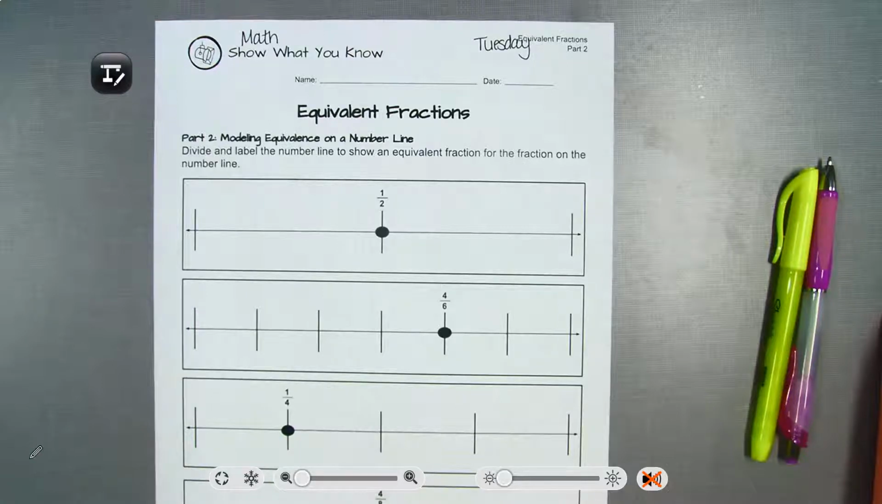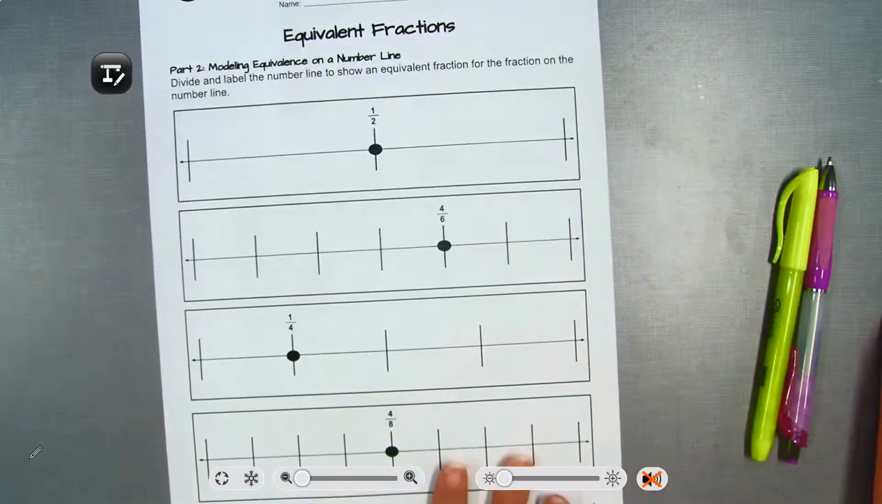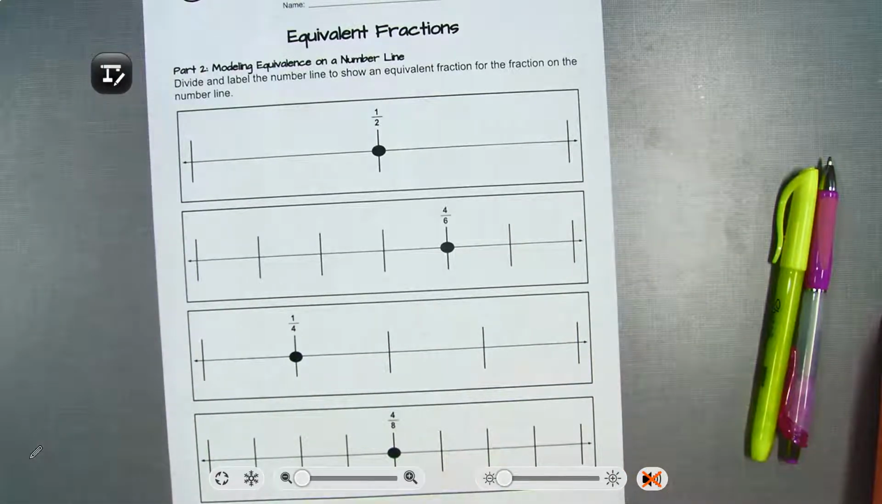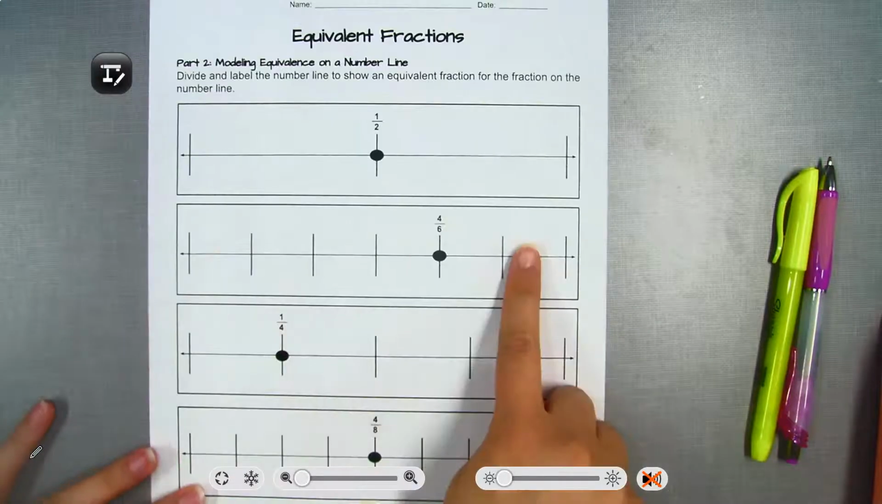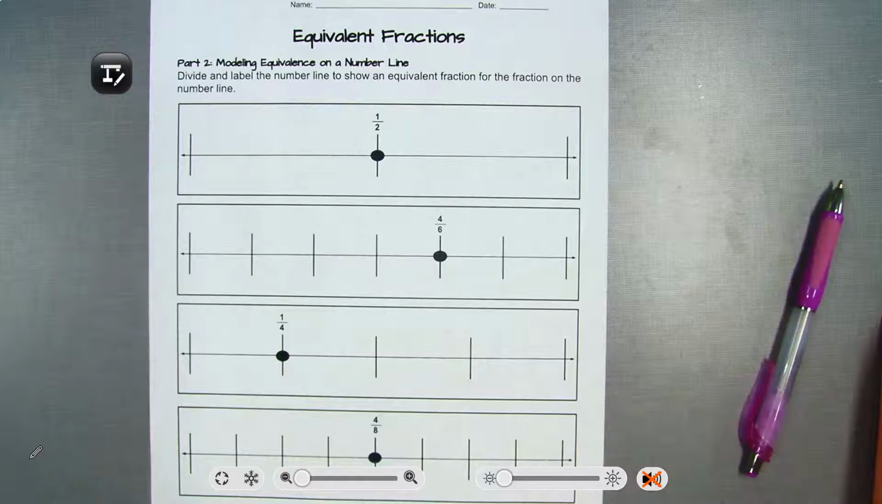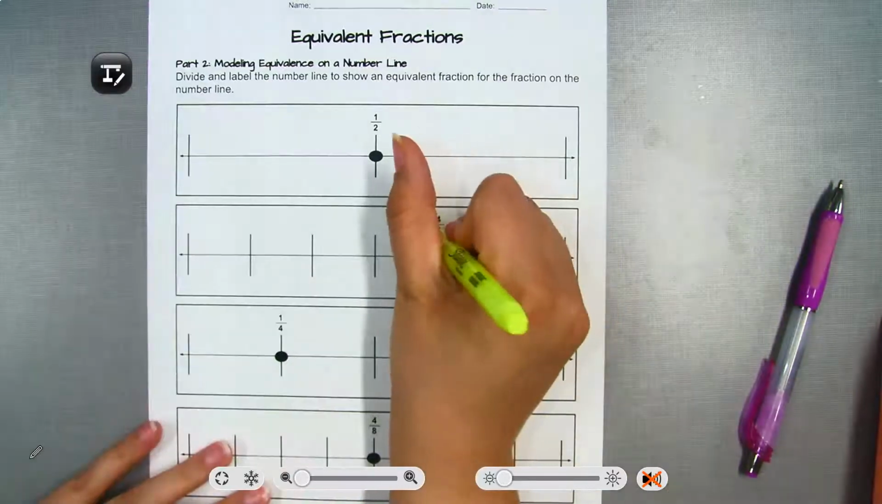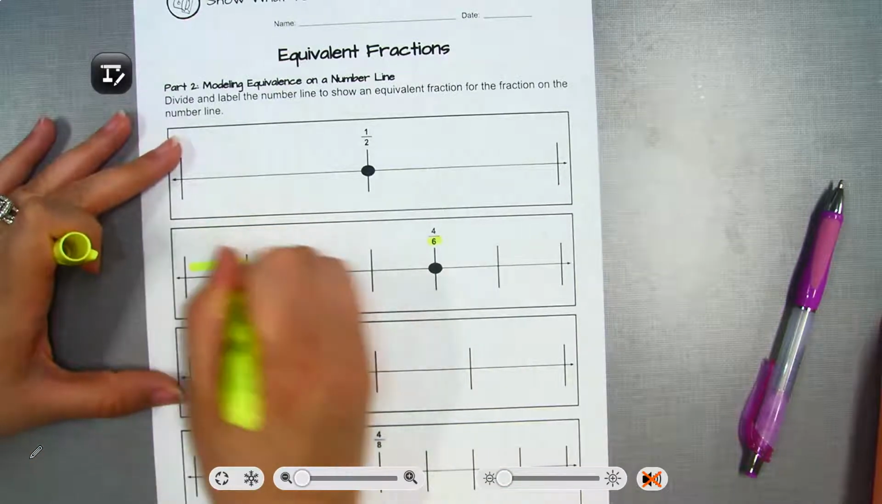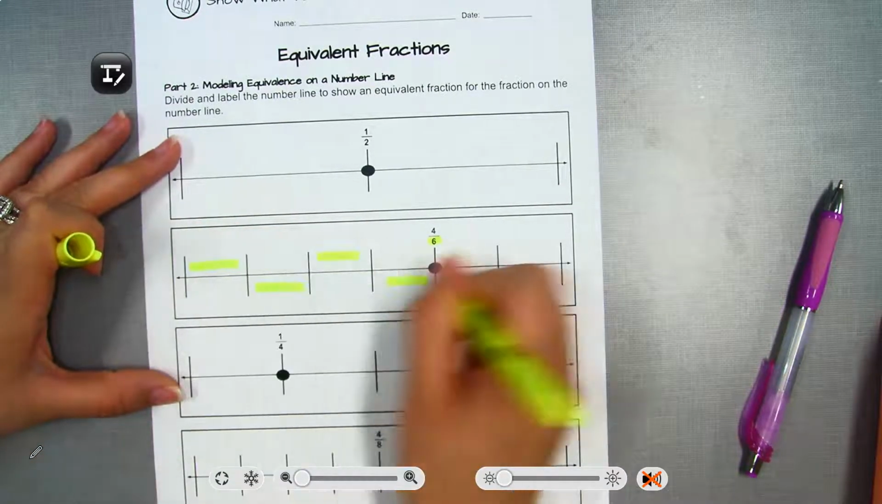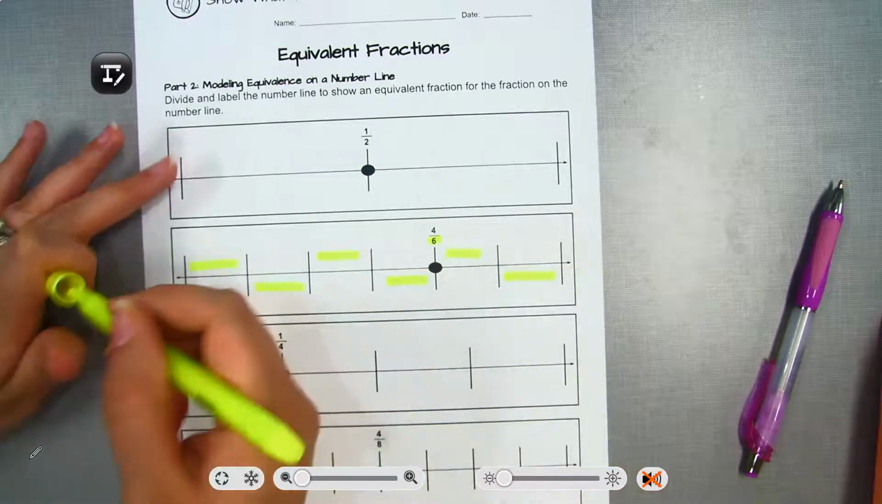So if you notice, we have 1, 2, 3, 4 number lines. And they all have a point on the number lines with the fraction. And so if you notice, our first number line is cut into halves. Our second number line is cut into 6 because my denominator is 6 and we have 1, 2, 3, 4, 5, 6 spaces.